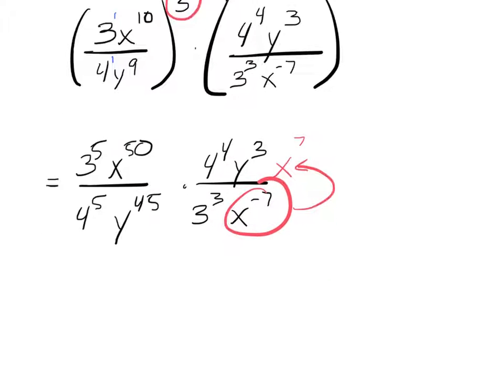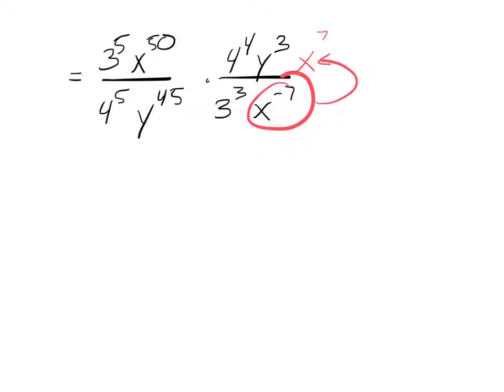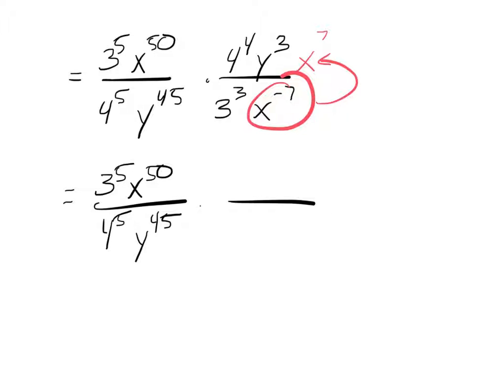Okay, so let me rewrite that before I move forward. So I have 3 to the 5th, x to the 50th, 4 to the 5th, y to the 45th, and over here I now have a 4 to the 4th, a y to the 3rd, and an x to the 7th, and then a 3 to the 3rd down there on the bottom.